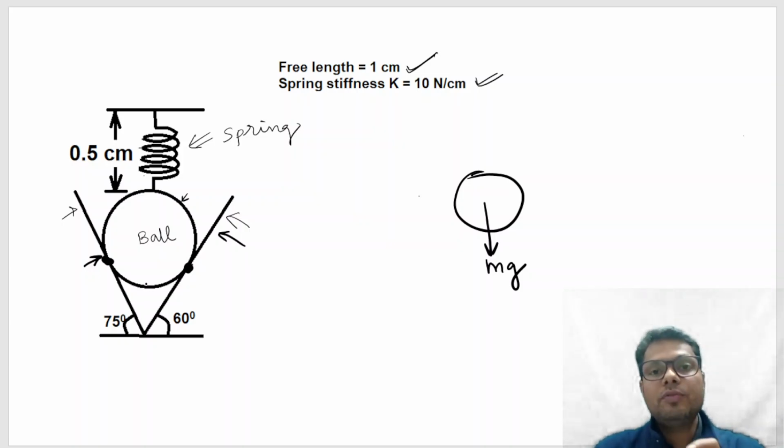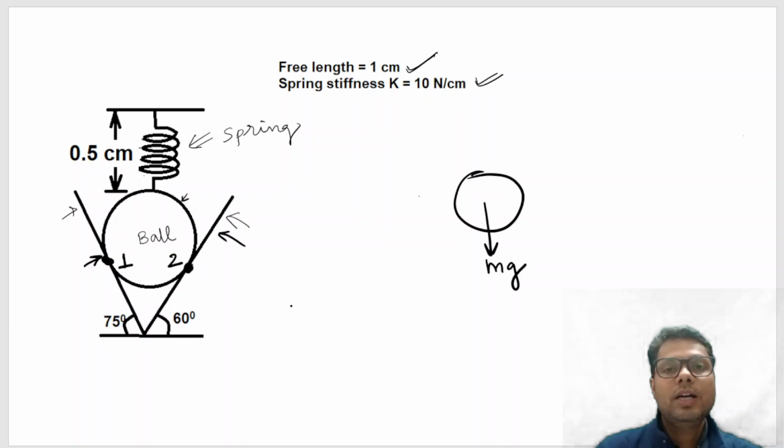The more the number of points of contact, the more the number of normal reactions the body will experience. Here there are 2 points of contact, contact point 1 and contact point 2. The body will experience 2 normal reactions. So what is the rule of normal reaction? The normal reaction acts at the point of contact. So this is point of contact 1 and this is point of contact 2.